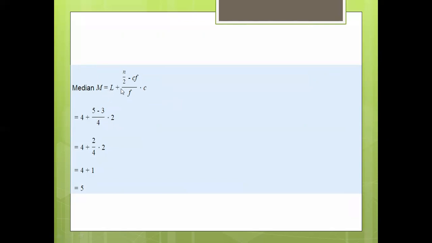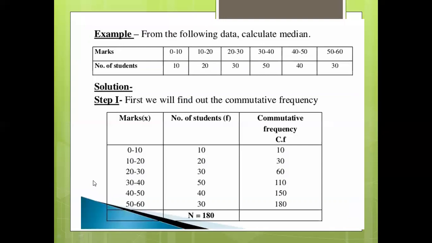4 is what? L. N by 2 is 10 by 2, which is 5. CF is 3 and F is 4, into 2. We get 5 minus 3 is 2, 2 into 2 is 4. 4 by 4 is 1, and 4 as it is. First calculate all this term, then add this L. Then we get the median.